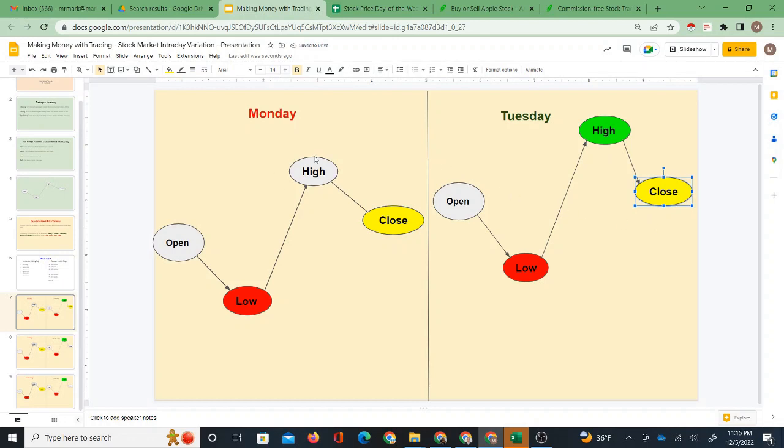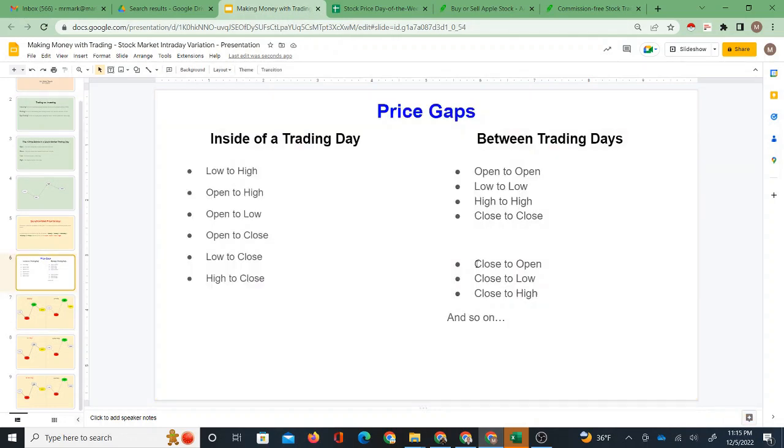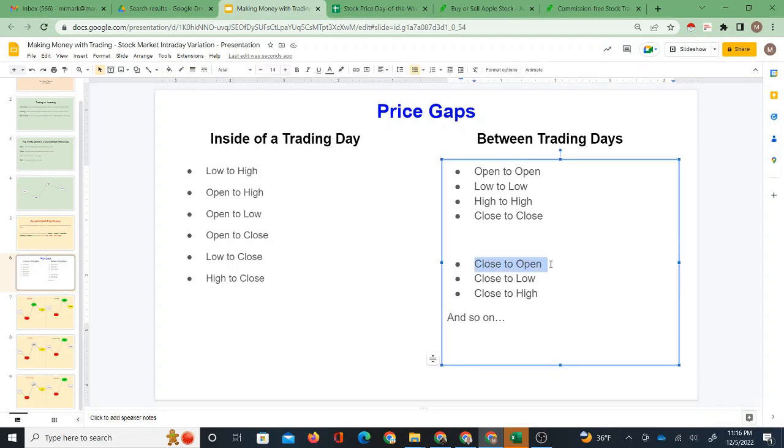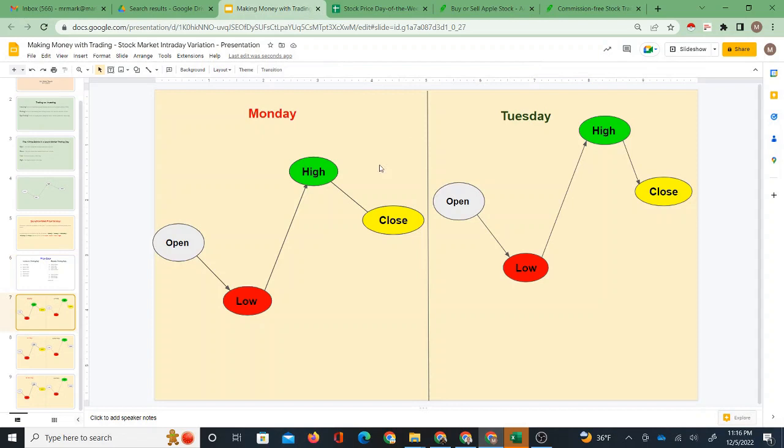Okay, so you can do that as well. I'm going to make this green as well, just so we can really see that they are the same thing, right? Now, but then you also have gaps that are actually different points on different days, like close to open, close to low, close to high, right? So on this diagram, that would be like the close here compared to the open over here, or the close over here compared to the high up here, or the close over here compared to the low here, right? And this is actually the most common thing, okay, that is compared.